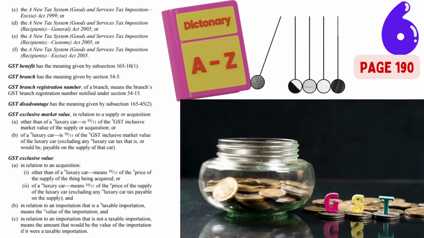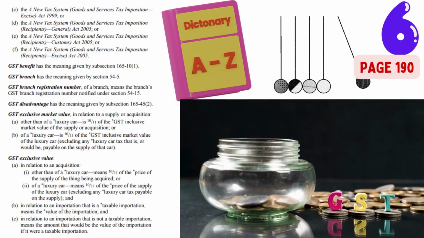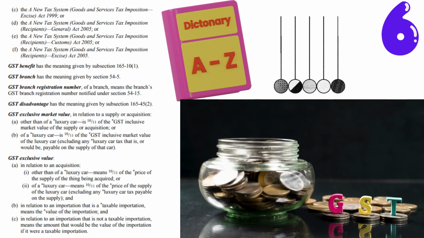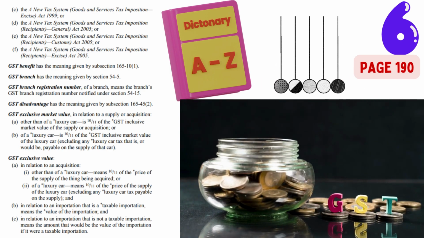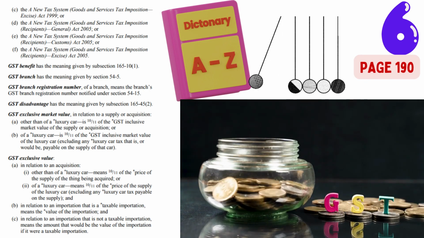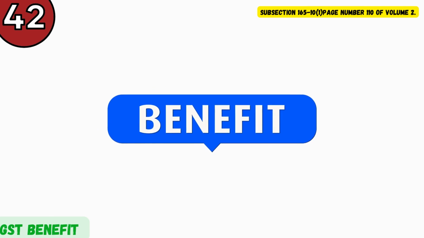39. GST Benefit. 40. GST Branch. 41. GST Branch Registration Number. 42. GST Disadvantage. 43. GST Exclusive Market Value. 44. GST Exclusive Value.